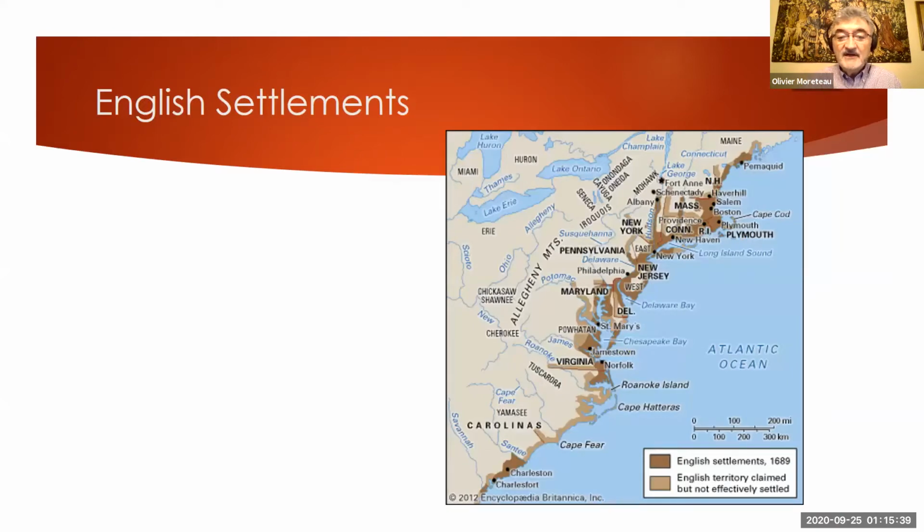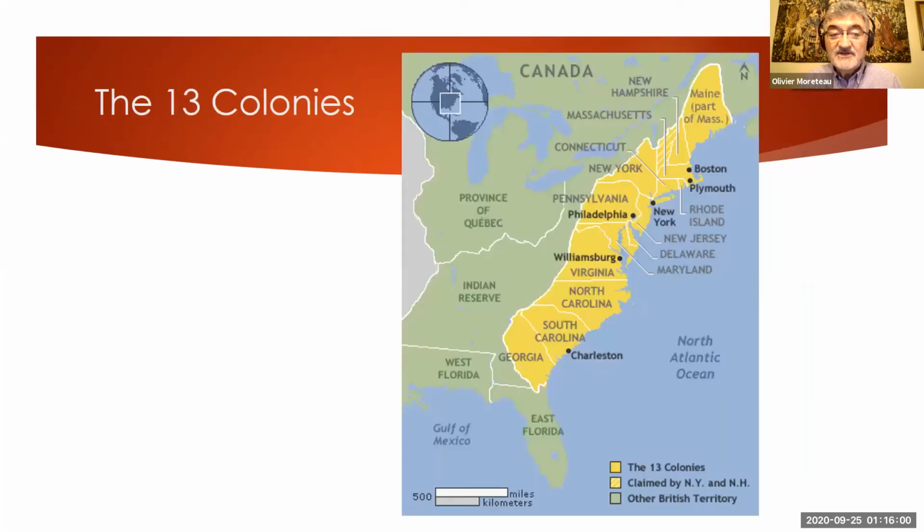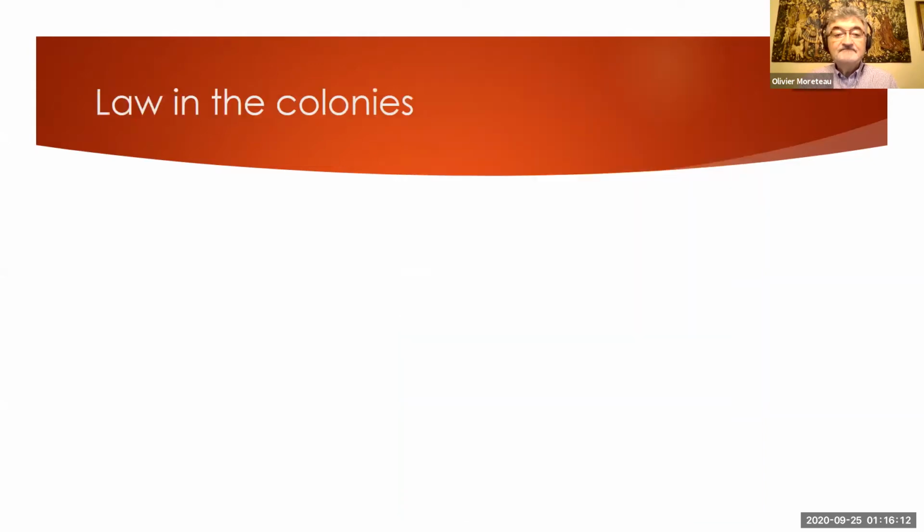You have here the English settlements that were stretching on thousands of miles along the East Coast. And we have to keep in mind that each colony was quite distant from the other. You had either to navigate or ride horses during days to go from one colony to the others. This map is showing the 13 colonies that have formed the United States after the Revolution, the War of Independence.